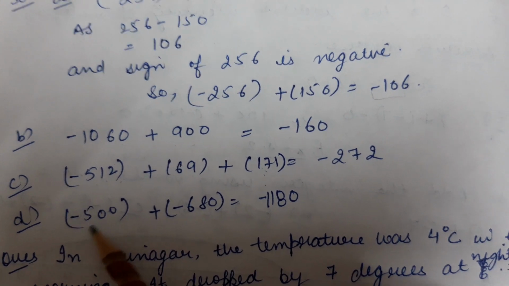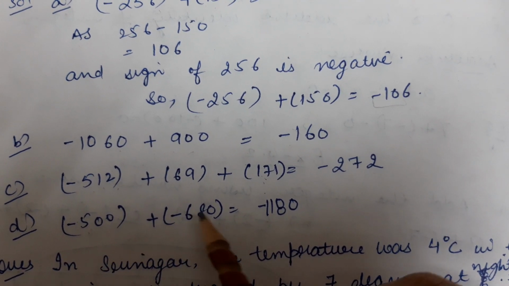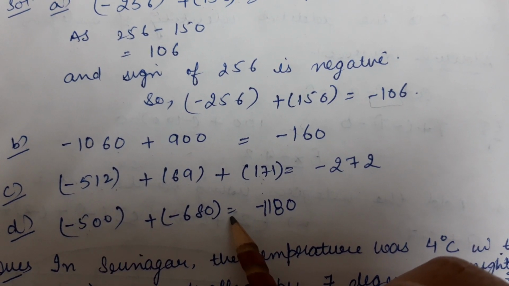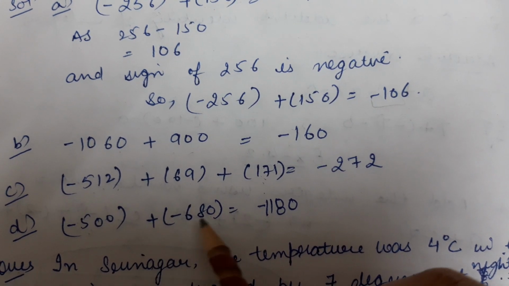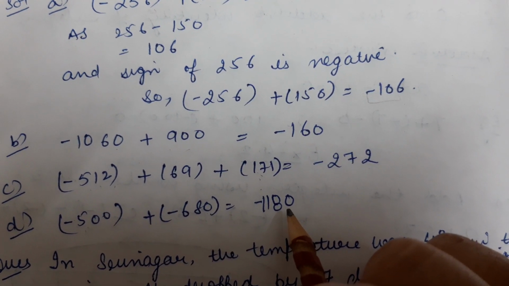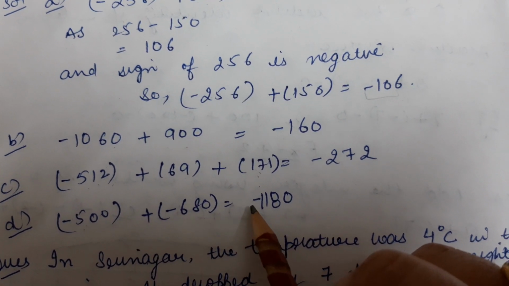Next is minus 500 plus minus 680. Now both have the same sign, minus minus. So if we have the similar sign, what do we do? We just add them. The answer is 1180 after addition, and the sign we put is the common sign. Now here the common sign is negative, so the answer is minus 1180.